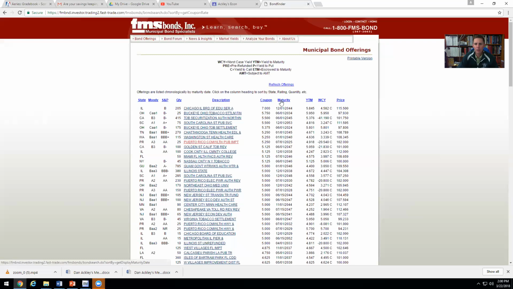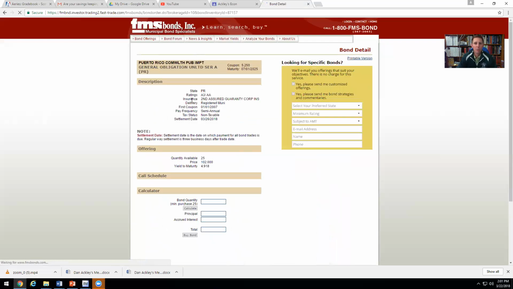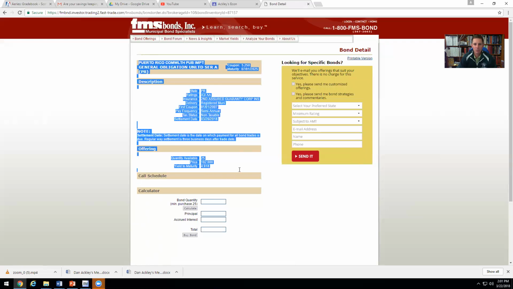So what I'd like you to do, if I'm going to click on one that's going to mature, let's take this one in Puerto Rico, for example. This is a AAA rated bond. There's 25 left, a 5.25% interest rate, and it's due to be returned, to mature, in 2025. So in the next 7 years, not too far off. And it's $102. So if you liked this one, you would click on it and it opens up this page. I want you to copy and paste this much information here.